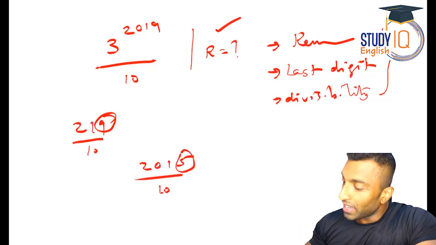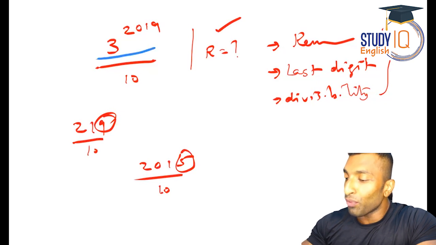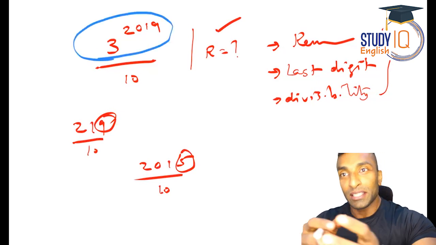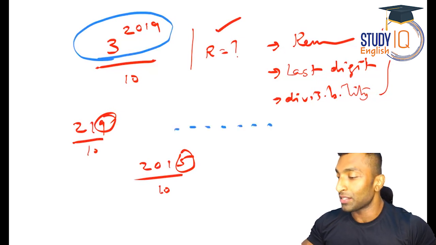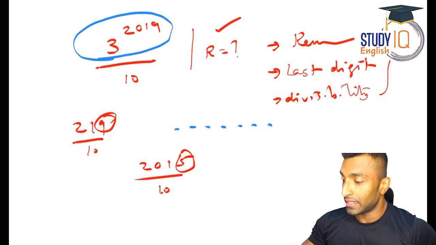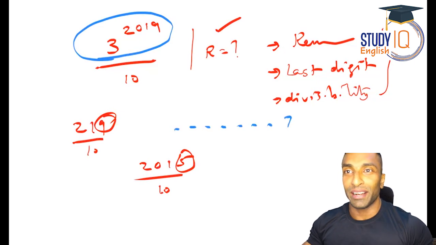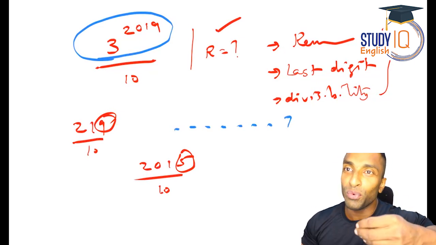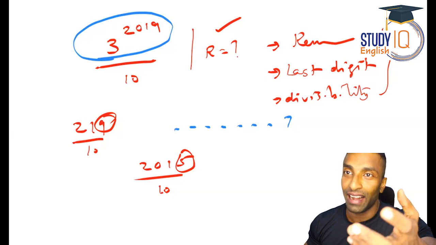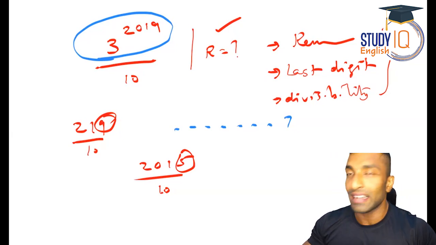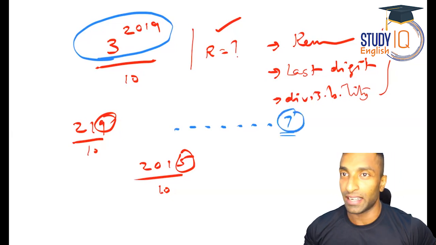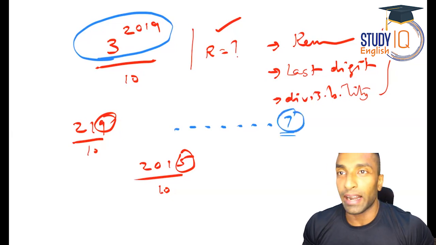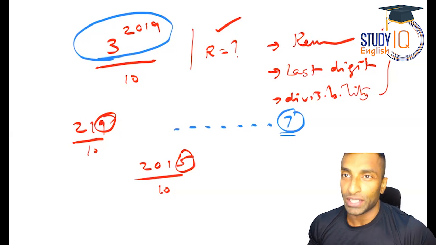But the problem in the given question is you don't know what is the last digit of this bigger number. Suppose you know 3 raised to 2019 is something like this, and it ends in, let's say, 7. Then what is going to be the remainder? You don't need anything else. If they give you exactly what 3 raised to 2019 is, then the last digit is going to be your answer. But here it is not 7. We will come to the answer anyway. We'll try to solve it also, and I'll discuss all the possible questions that you can expect in this pattern.